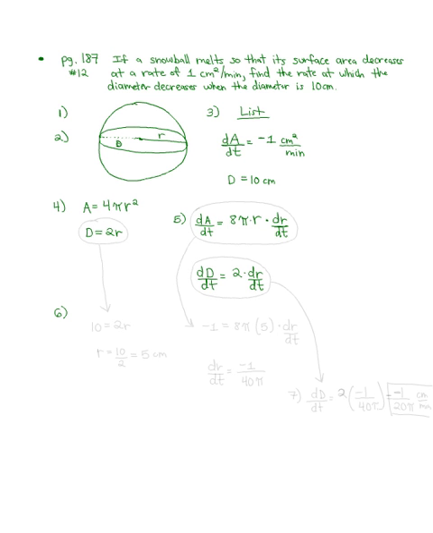Okay, so for step 6, we have the diameter is equal to 2 times the radius, and so of course that means since the diameter is 10, the radius is going to be half of that. So we plug this into our equation and we get r is equal to 10 divided by 2, which equals 5 centimeters.